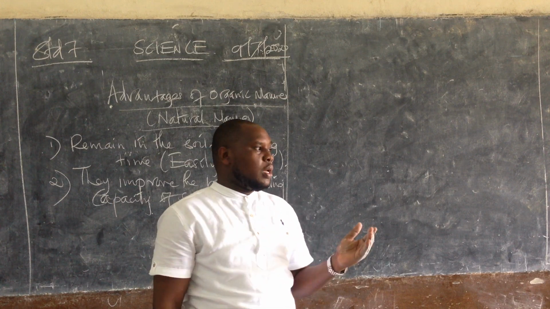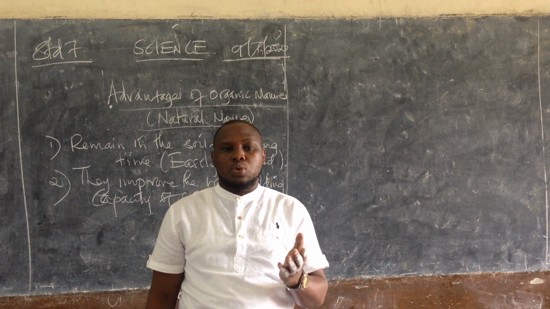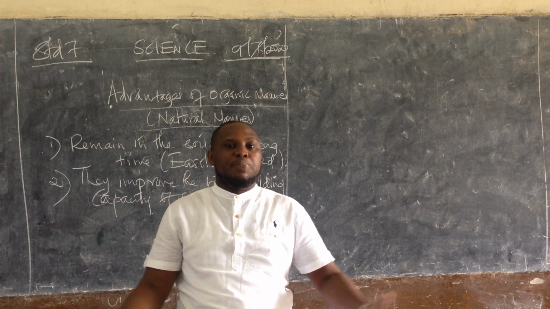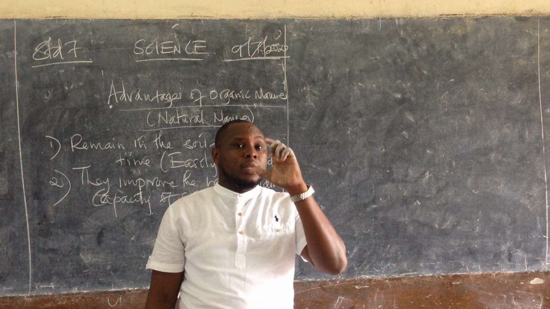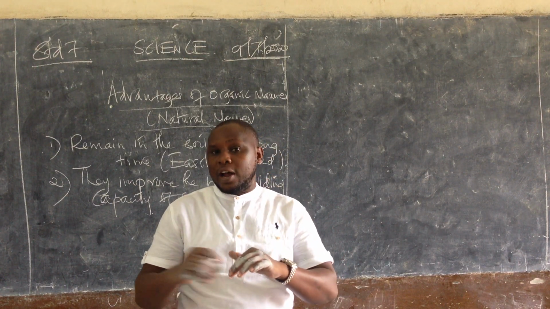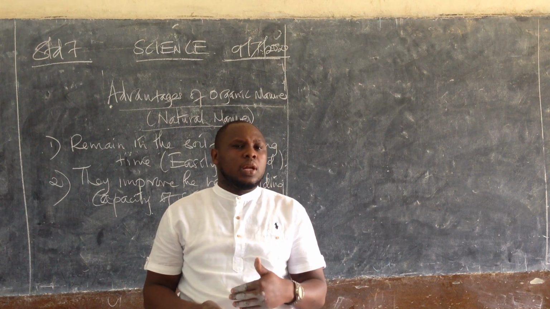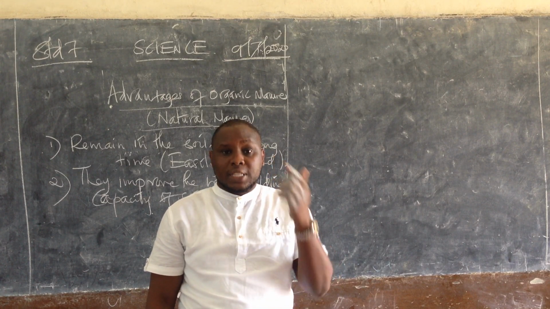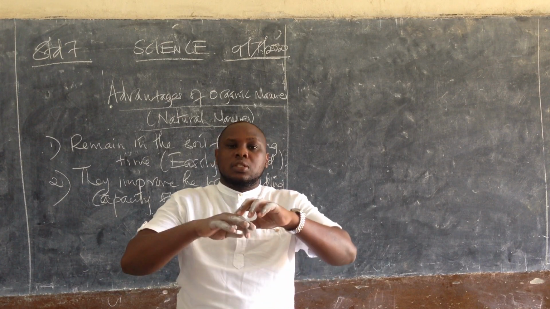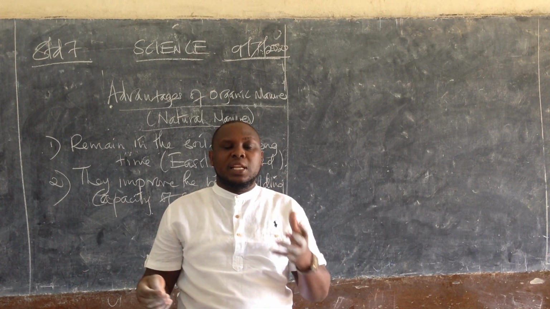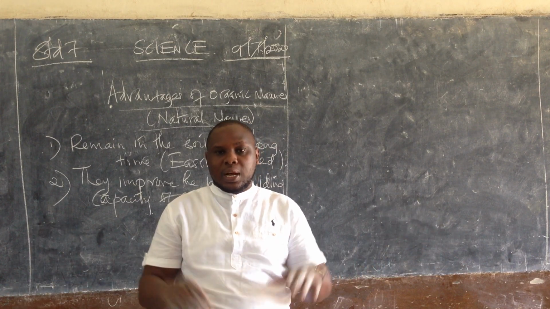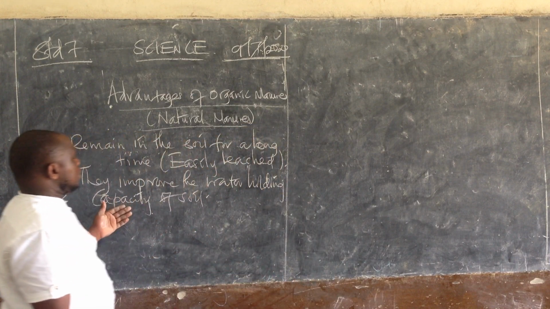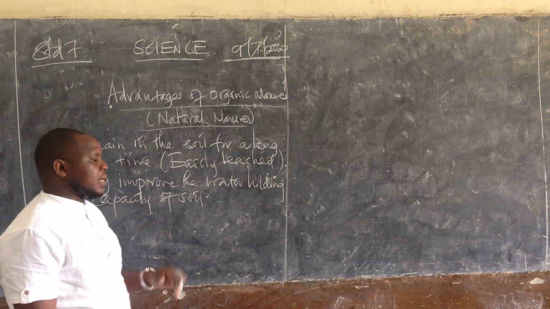You have seen most times that sand soil is not able to hold water. Once it rains and the soil is sand soil, you see that the water has disappeared in just a few minutes, because the soil particles in sand soil are far apart. They are not bound together. Sand soil is loose, meaning it doesn't contain fertility, and that's why it's loose. So the soil particles are far apart, the air spaces are also bigger, and any water that comes there will drain very fast. So we are saying that organic manures improve the water holding capacity of the soil.